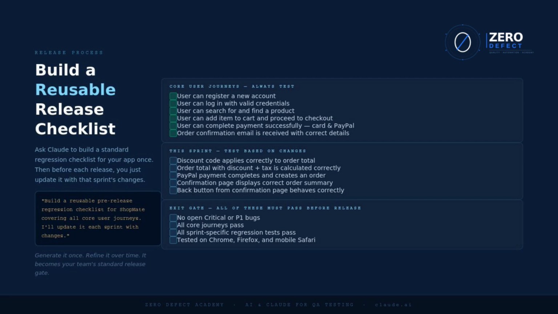You run both sections. Everything on the list passes. That's your exit gate. The checklist lives in your test management tool. Before every release, you update the sprint section with whatever changed. The core section never changes. This is your team's standard for what done means.